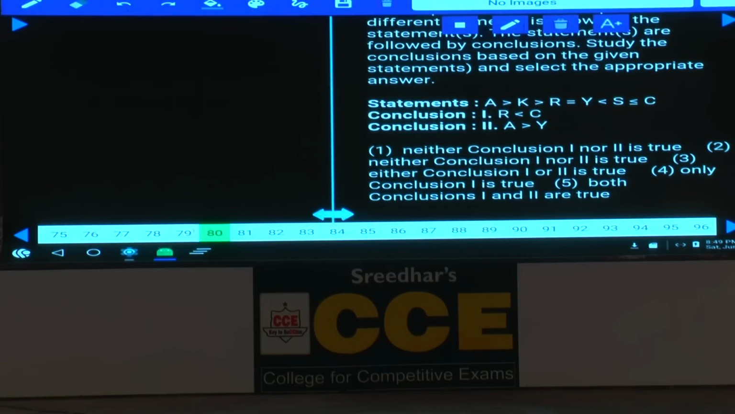Then A, R and C. Between R and C, R less than C is definitely true. And between A and Y, A greater than Y is also true. Hence both 1 and 2 are true, choice 5. Question number 80, it is choice 5.